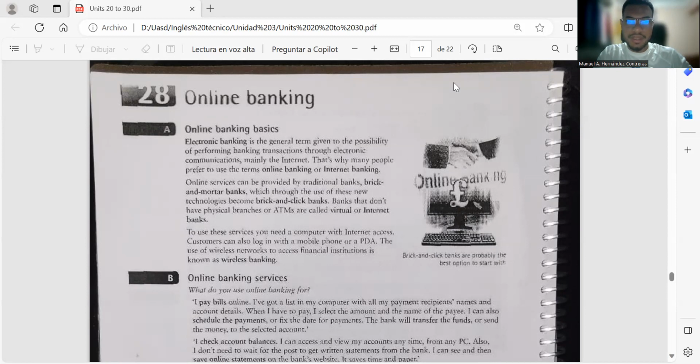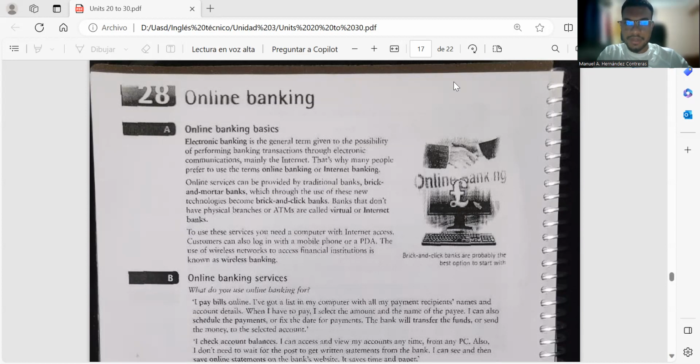Online services can be provided by traditional banks, brick-and-mortar banks, which through the use of these new technologies become brick-and-click banks. Banks that don't have physical branches or ATMs are called virtual or internet banks.